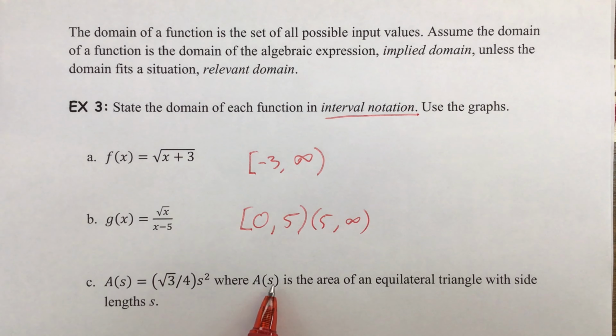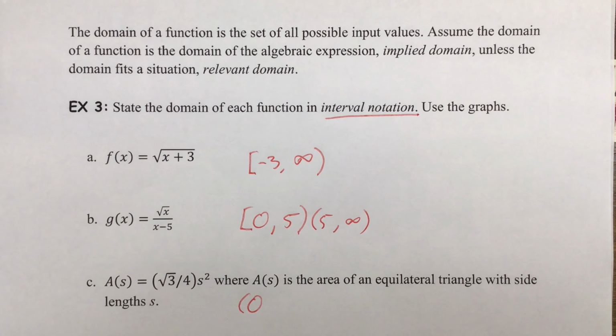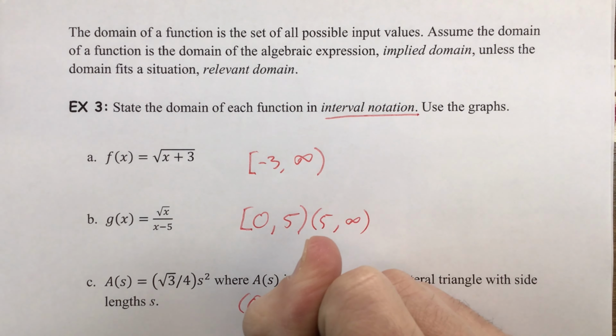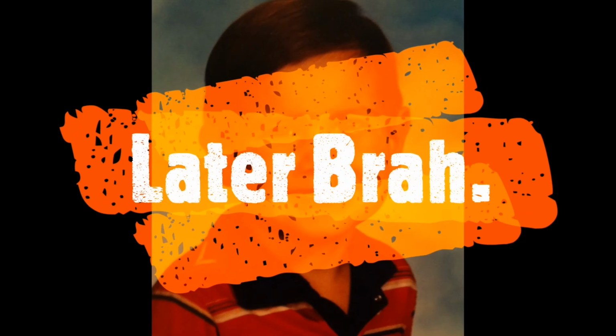But because we're talking about area, which is dependent on the side length S, we have to think about what are relevant sides that we can have. Two things should come to mind. One, you can't have a negative side length. That doesn't make any sense. And two, you can't have a 0 side length. You have to have some positive number for the side length. So that means that the domain is going to be open at 0. It cannot include 0. And your side length can go to infinity. Wait, what?